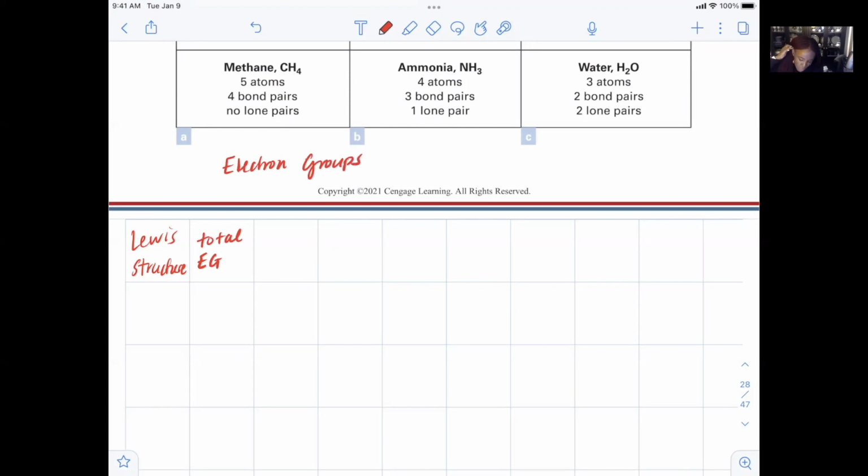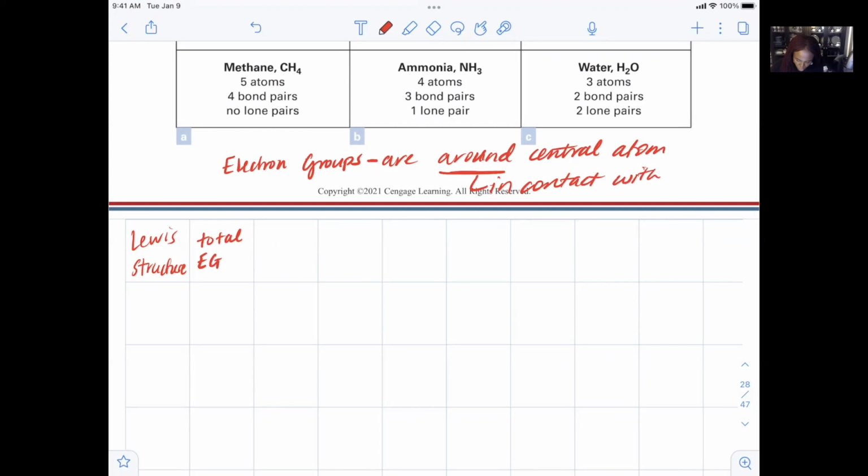Okay, total electron groups. And the context here is that the electron groups are around the central atom. Like I mentioned before, we care about the electron groups that are around the central atom, the ones that are in contact with the central atom. The ones that are further away, we don't care about. When they say around here, they mean, well, this is a U and this is an N, in contact with. Okay, so that's very important.